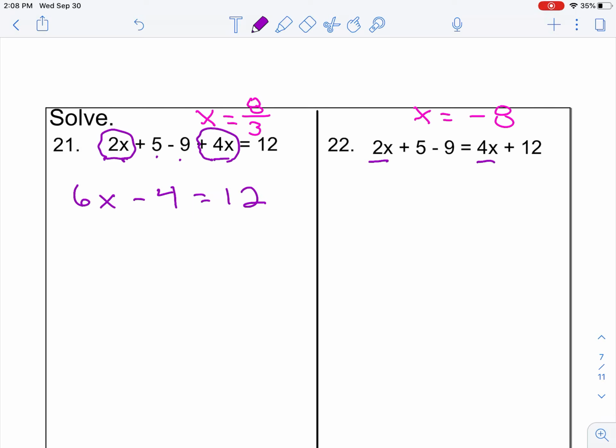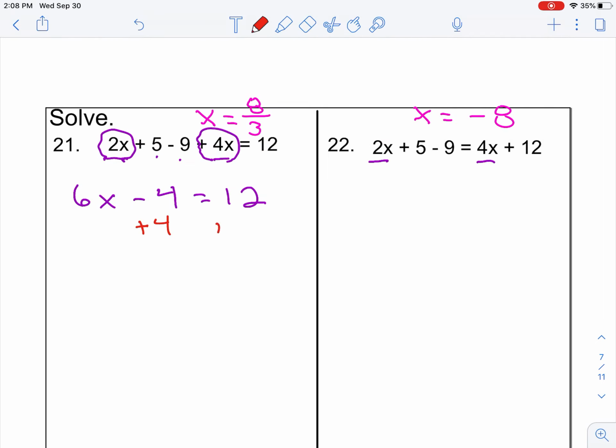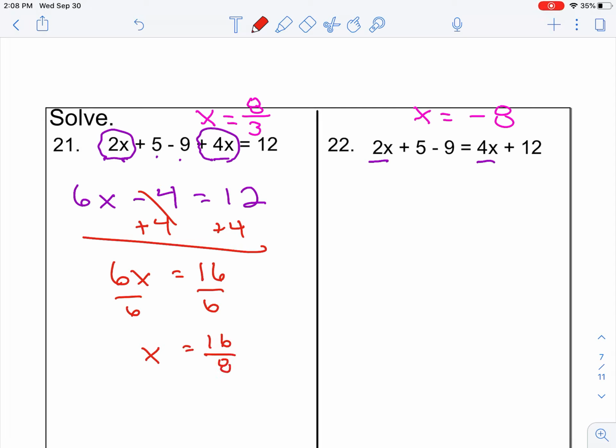Now that equals 12. Now from here, the steps are pretty simple to solve. I'm going to add 4 to each side. That gives me 6x equals 16. Now I divide by 6, and that gives me x equals 16/6, which again I would always reduce because I can divide both by 8.